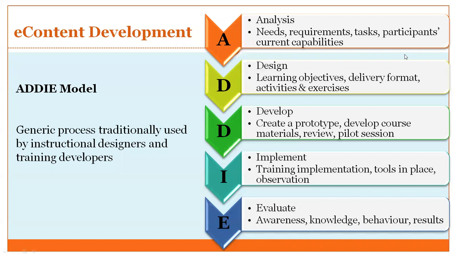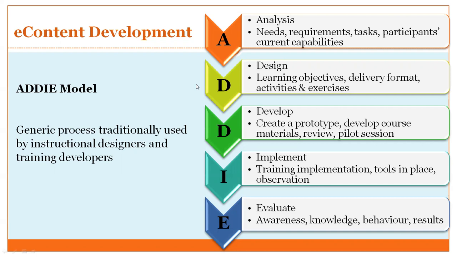Now this is the ADDIE model. We have dealt with the four questions. We dealt with what is e-content, then what qualities and characteristics the teacher or the creator of e-content should have with the help of that TPACK model. Then types of e-content we have seen. Now coming to development of e-content. This is the model that is generally popularly used by people for creating or development of e-content. And that is ADDIE.